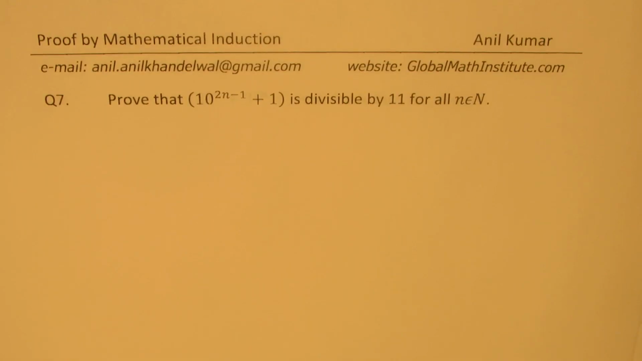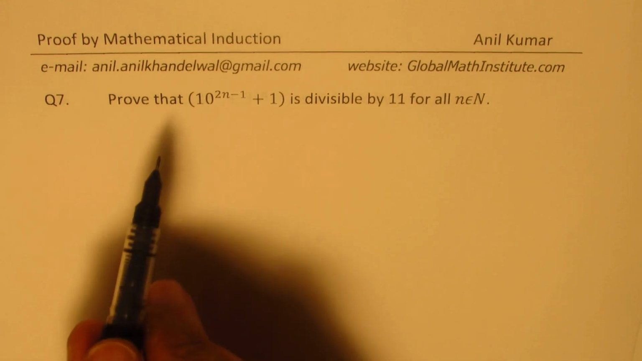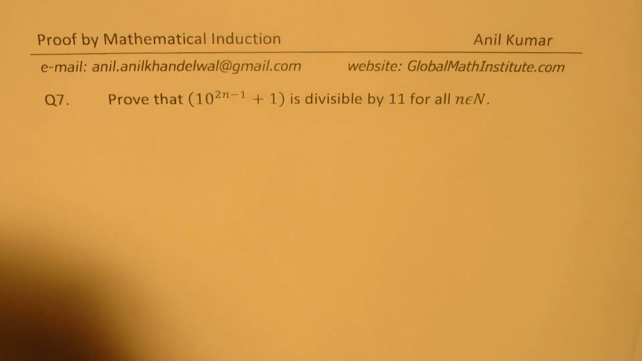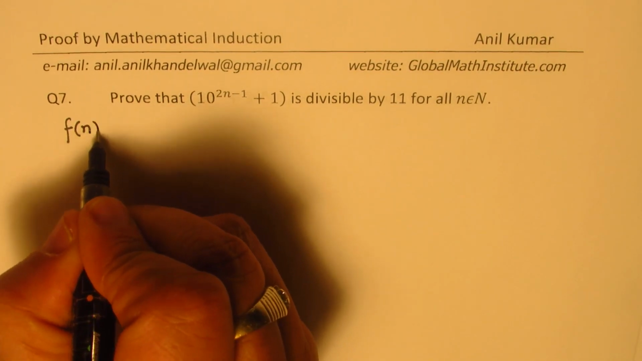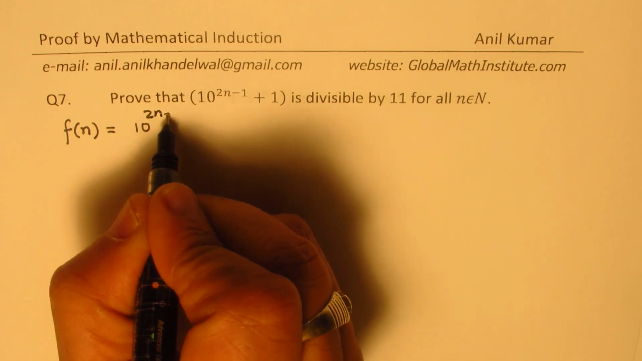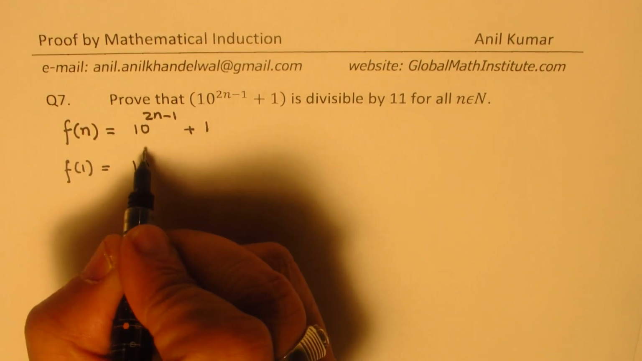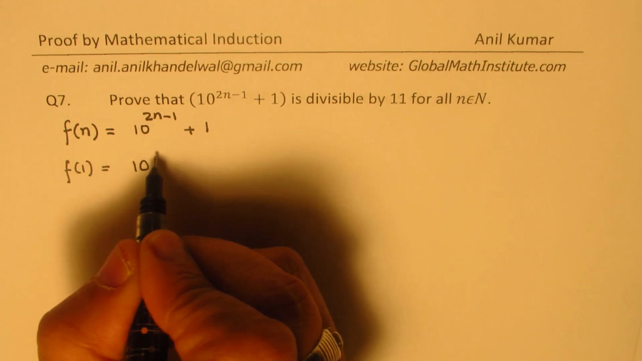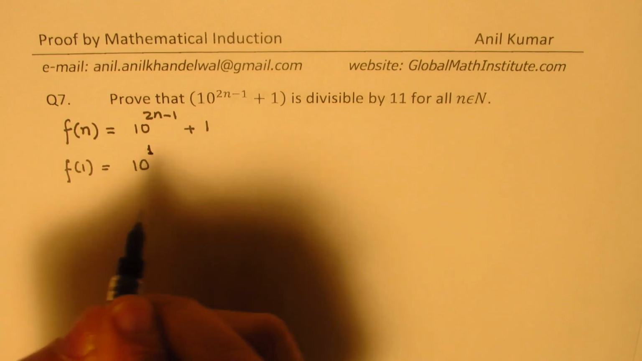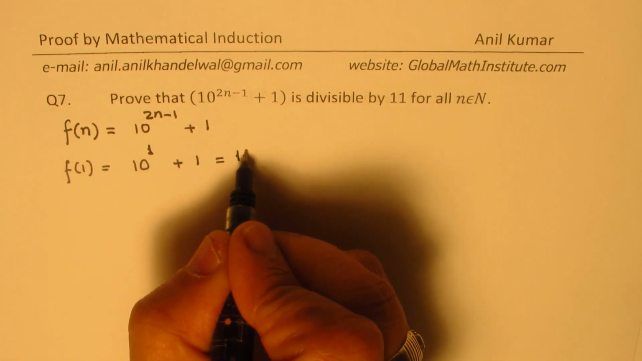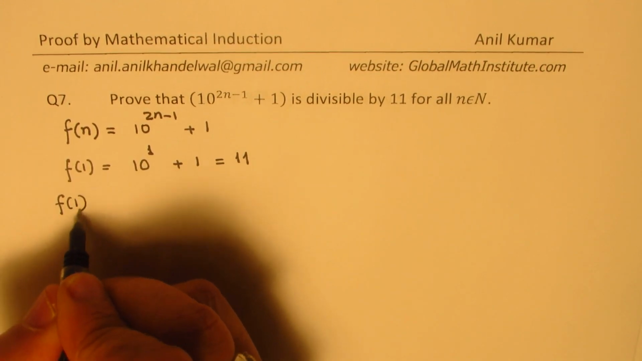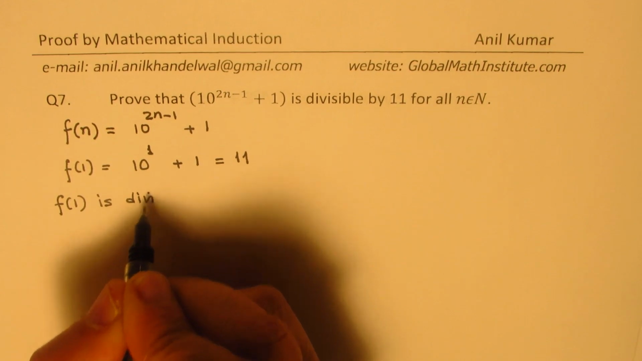We'll now work on question number 7, which is to prove that 10 to the power of 2n minus 1 plus 1 is divisible by 11 for all n belonging to natural numbers. So in the method of induction, as you learned, we have to first show that for n equals 1, this is true, right? So we'll define our function f of n as equal to 10 to the power of 2n minus 1 plus 1, and we'll test what f of 1 equals. F of 1 is 10 to the power of 2 minus 1, which is 10, plus 1, and that is indeed 11. So we know that f of 1 is divisible by 11.